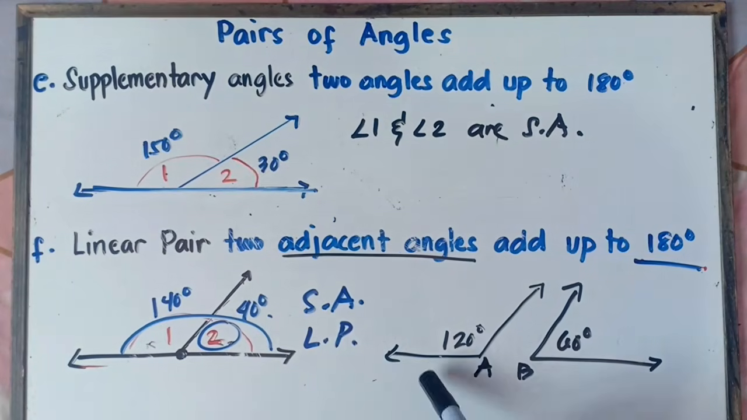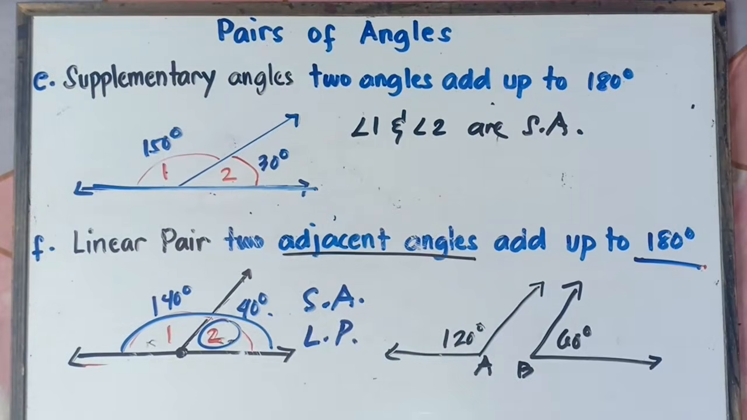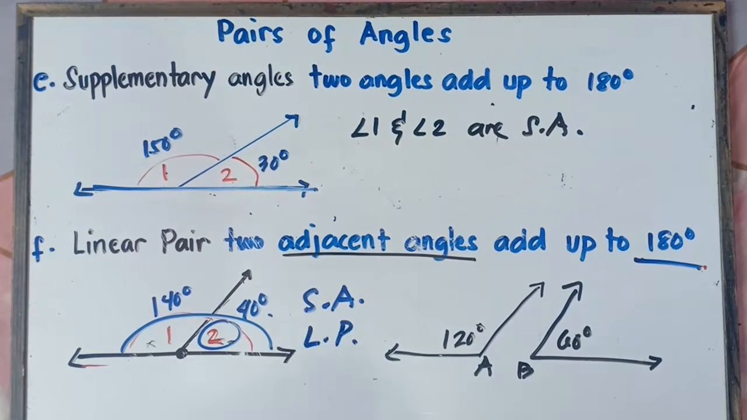Can you call this one linear pair, class? Nope, you can never call this one linear pair. Why is that, sir? Because they don't share a common vertex, and they don't share a common side.